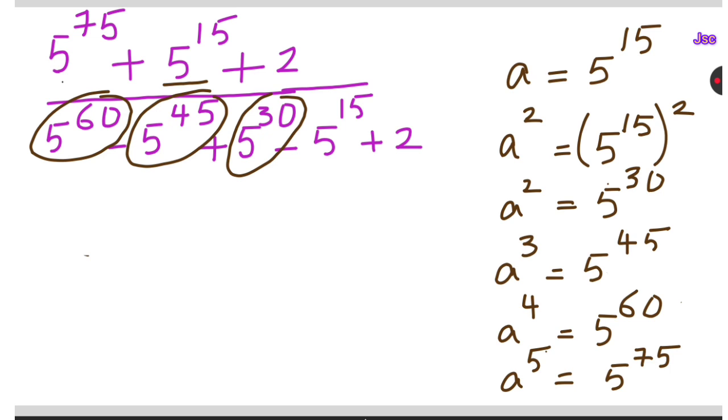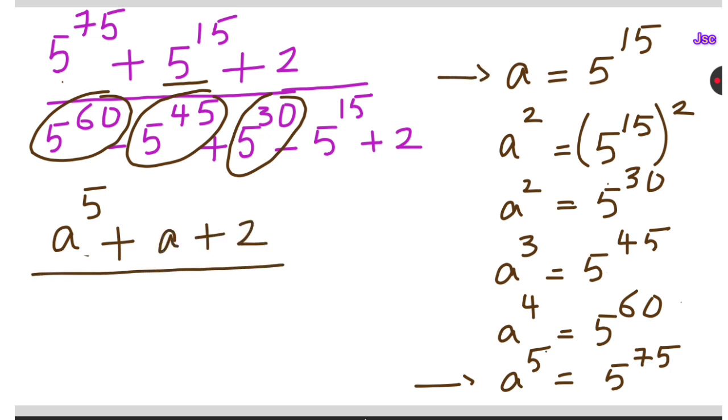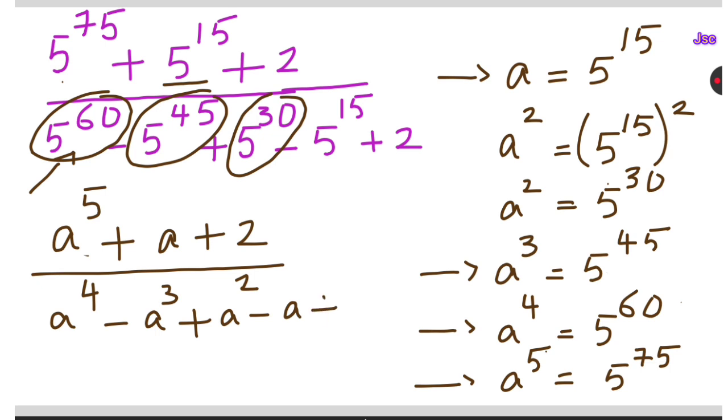So 5 raised to the power of 75 is nothing but A raised to the power of 5. Let's write A raised to the power of 5, plus 5 raised to the power of 15 is nothing but A, so just write A plus 2. Over 5 raised to the power of 60, which is nothing but A raised to the power of 4, minus 5 raised to the power of 45, which is A raised to the power of 3, plus A raised to the power of 2, minus A, plus 2.